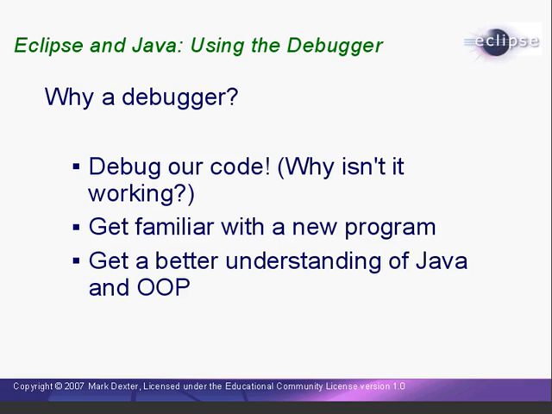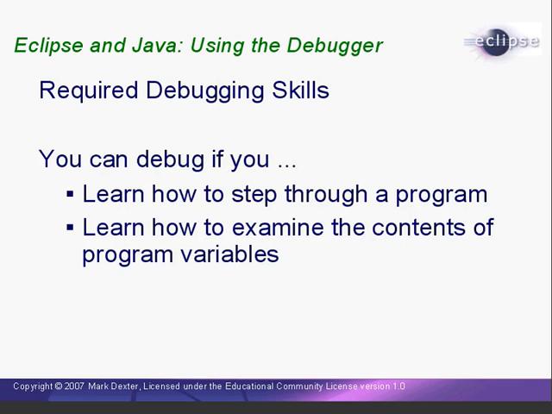Now, when you first look at the Eclipse debugger, it can seem pretty complicated. There are a lot of options and a lot of commands that you can learn. However, there are really only two tasks to focus on initially: how to step through a program, pausing where desired, and how to examine the contents of the program's variables while the program is paused or suspended. Once you have a good understanding of these two tasks, those poor bugs won't stand a chance.